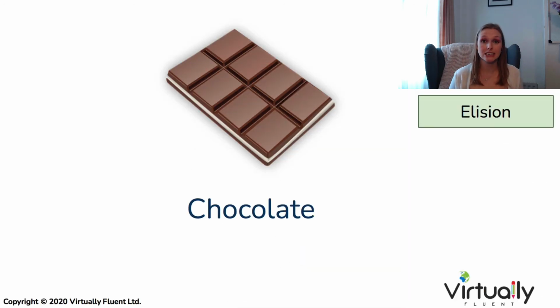And sometimes elision can happen inside one particular word. For example, you don't say chocolate. We would just say chocolate. So again, we have eliminated that sound in the middle of the word. Chocolate, chocolate. Elision is happening inside the word.